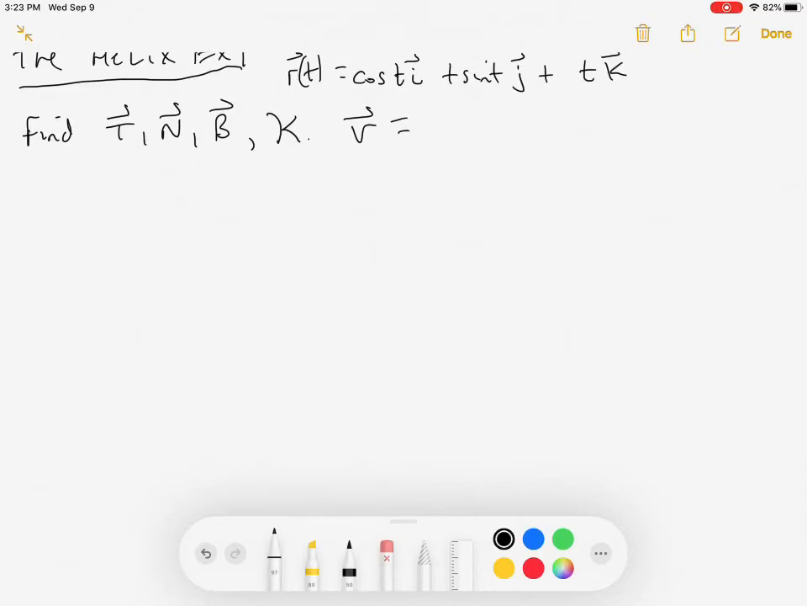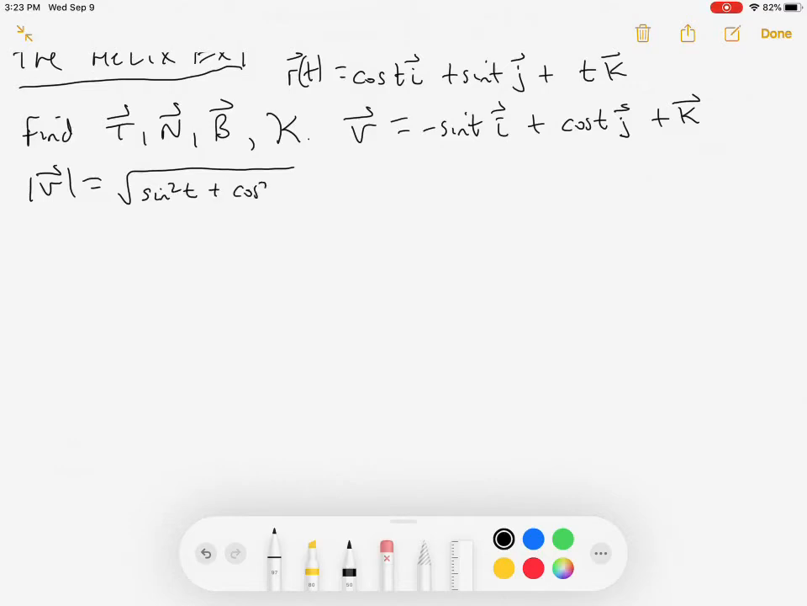V is the vector: minus sine T i plus cosine T j plus k. So the norm of V is going to be the square root of sine squared T plus cosine squared T plus 1 squared, and that's the square root of 2.